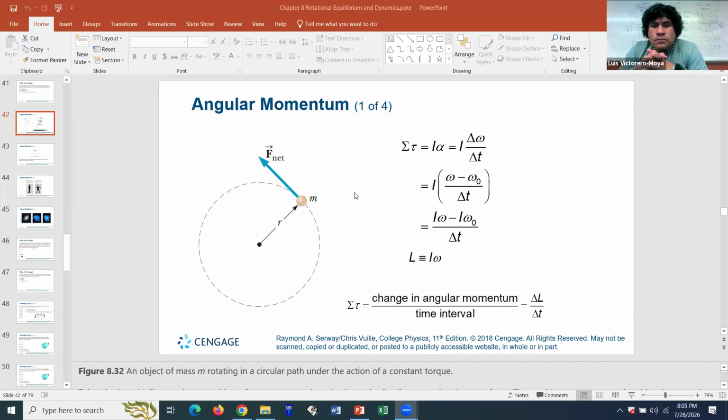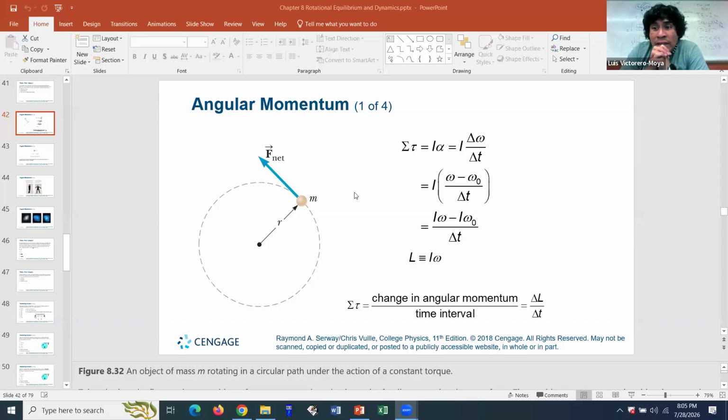Anyway, so L, capital L, is the variable for angular momentum. It's a letter that we use. And you have there a mass in a circular motion, and you have the net force tangential to the mass. Why do we draw it like that? Because in that case, there is a net force acting. If there is a net force acting, then there is a torque acting, F times R. And that torque is equal to the change in angular momentum per time.